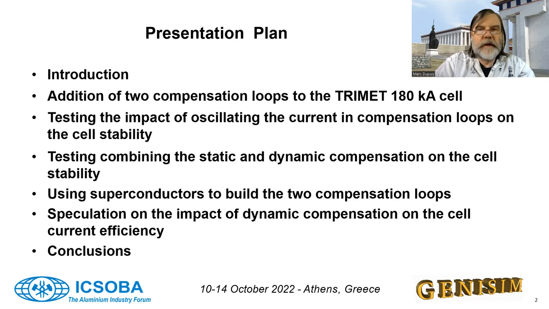So I will introduce the subject, and then I will present the TriMet cell in Hamburg, which will be the geometry tested here, and we will try a few tests of compensation using dynamic compensation, and after that mixing dynamic and static compensation for the last test. And then I will speculate about what if we use a superconductor to build those compensation loops, and also speculate on the impact of this kind of dynamic compensation on the current efficiency.